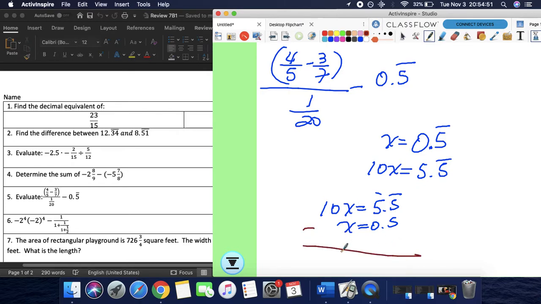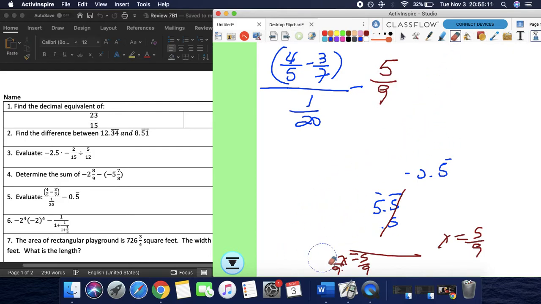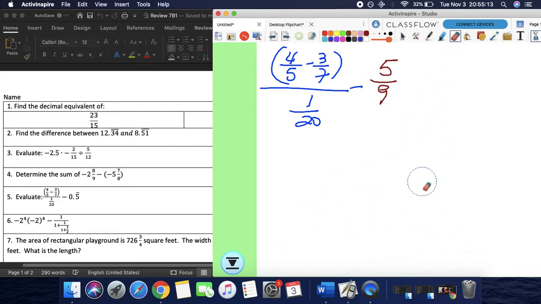10x minus x is 9x. These go away, right? And 5 minus 0 is 5. Divide both sides by 9, x equals 5 over 9. So 0.5 with the bar notation, a repeating decimal, has a fractional equivalent of 5 over 9. Okay, so now the rest is just whatever you learned in 4th grade.